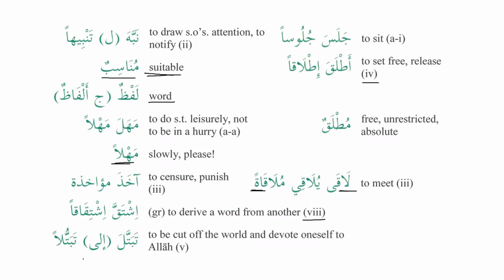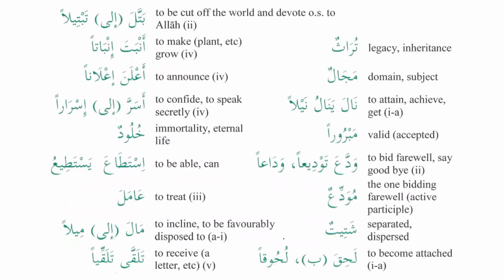Tabattul and tabattulan, to be cut off from the world and devote oneself to Allah subhanahu wa ta'ala. Then we have battala yubattilu tabdilan, in the same context, the meaning is the same, but in the Quran we have seen that the verb and the masdar have been used in different way. Ambata yumbitu imbatan, to make plant grow. Then we have torathan, the legacy or inheritance. A'lana yu'linu i'lanan, to announce.